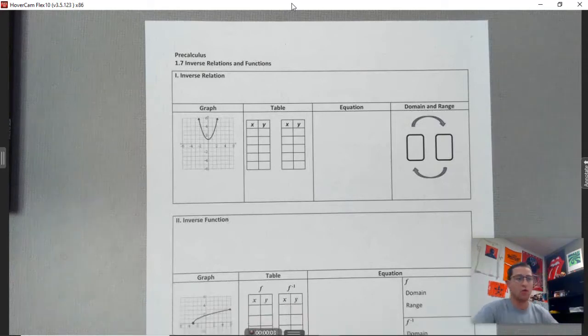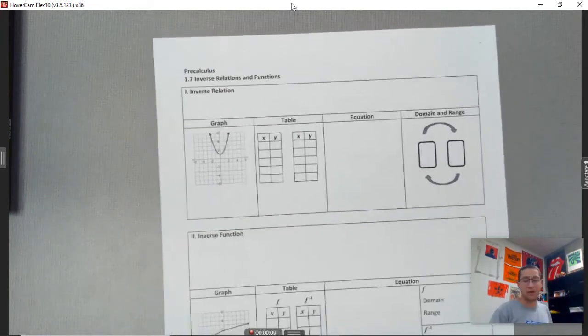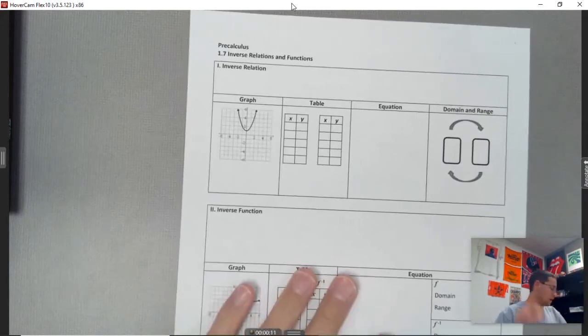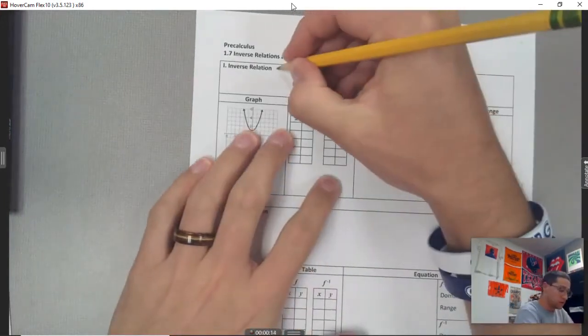All right, y'all. So here we go. 1.7 inverse relations and functions. Okay, so first of all, what an inverse relation is. An inverse relation of a function.